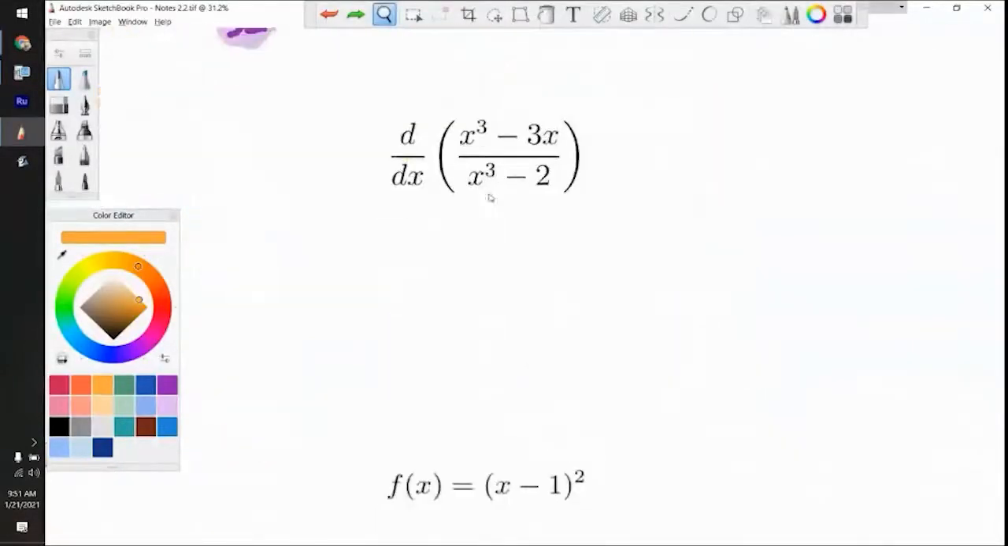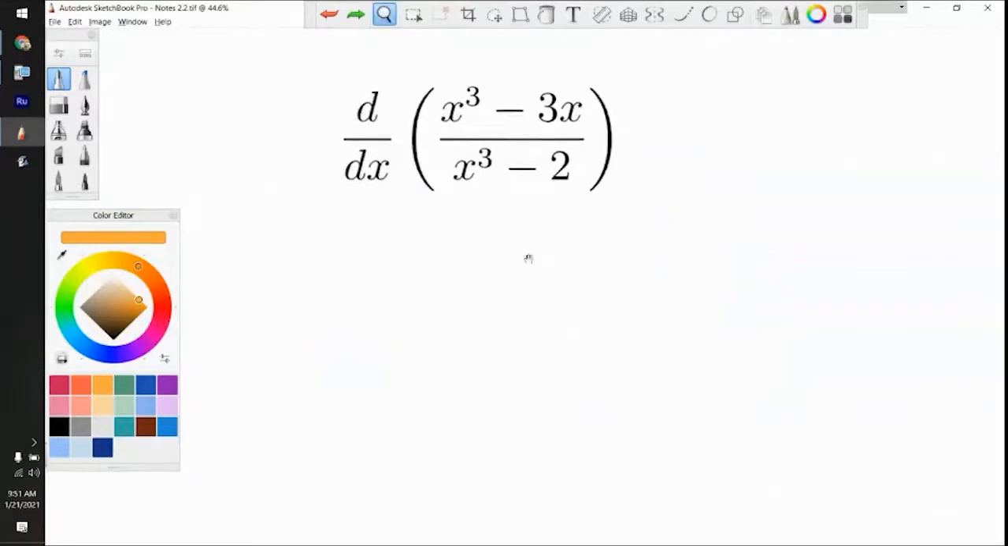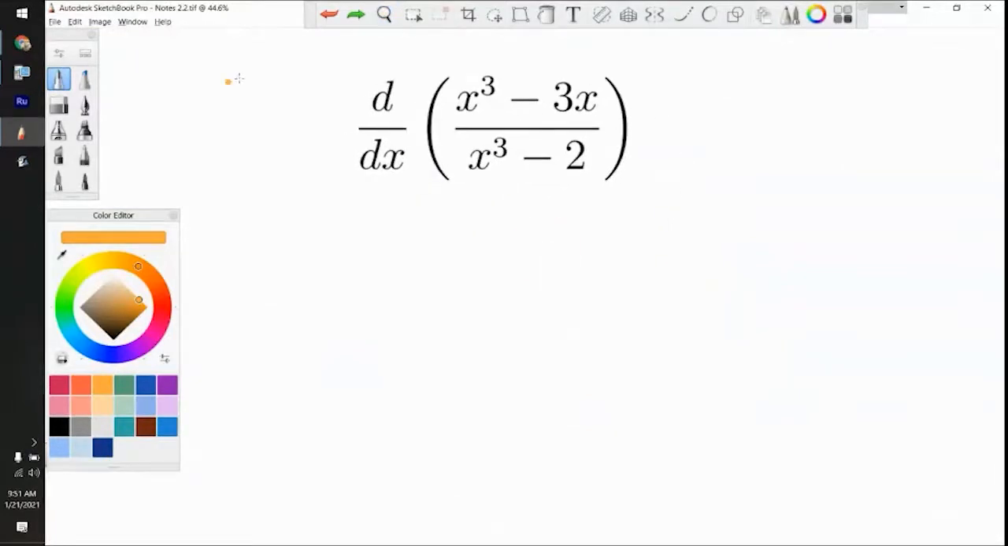Okay. Now we've got quotient rule. Okay, quotient rule is going to be set up the same way. We're going to do an f and an f prime. f is always on top. Make sure you don't mess that up because order does matter for this. And then g and g prime, g is on the bottom.